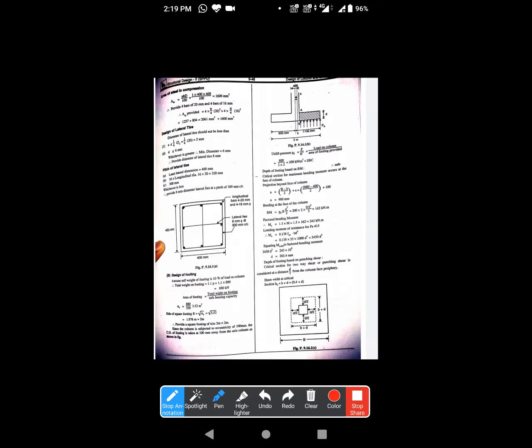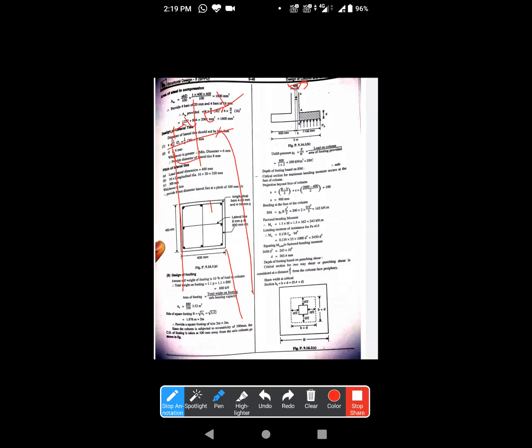See here, we are going to deal with this whole, which is 400, and your CG is going to act at 2 meter.